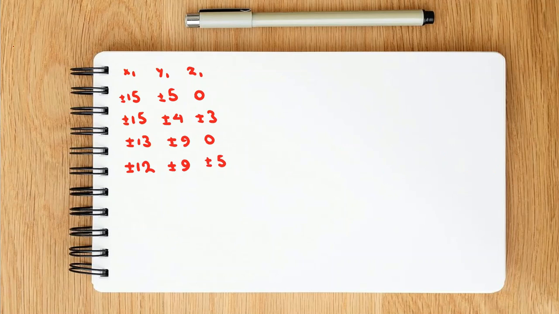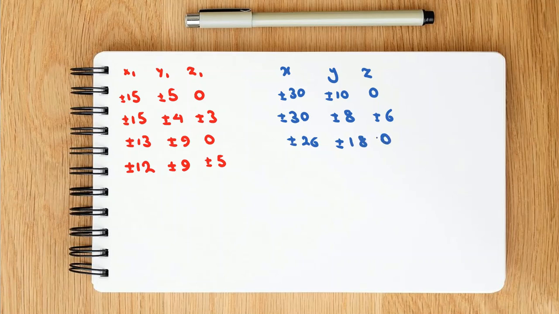Okay. Now we know x, y, z are 2 times these numbers. So it will be plus minus 30, plus minus 30, 0, plus minus 30, plus minus 18, plus minus 6, plus minus 26, plus minus 18, 0, plus minus 24, plus minus 18, plus minus 10. 2 times this number. Now we want to find x plus y plus z, can be what numbers? For each case, let's calculate what it can be.